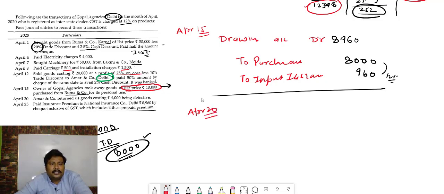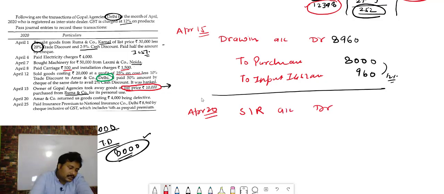On April 20, Amar and Company return us goods costing 4,000 being defective. Bacha, he is returning to us. So what will be? Sales return account debit 4,000. Acha, Amar and Company return goods costing 4,000. Ab bacha, goods costing 4,000.